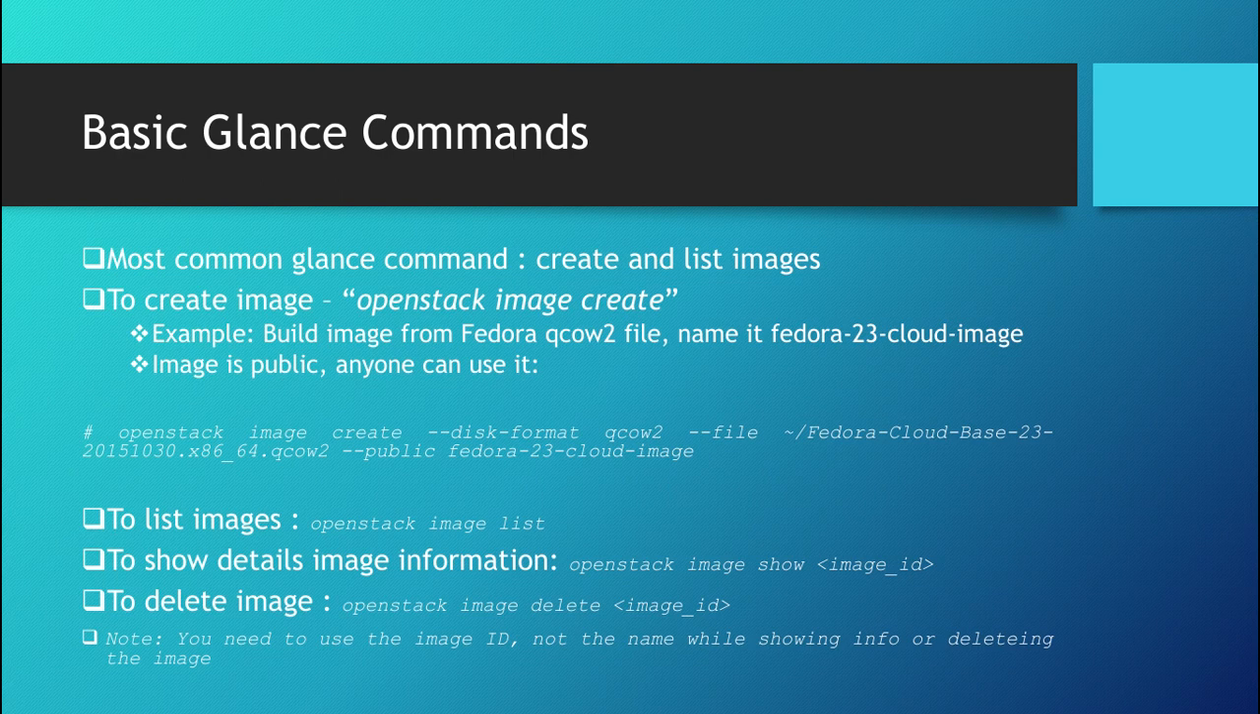So this will ensure the image will be publicly accessible, and at the end you put the image name. So here the image name is Fedora 23 cloud image. Similarly, if you want to list the available images inside your OpenStack platform, you execute the command openstack image list, and to show the details about a specific image, you have to use the command openstack image show and then the image ID. And to delete, you will be using the command openstack image delete.